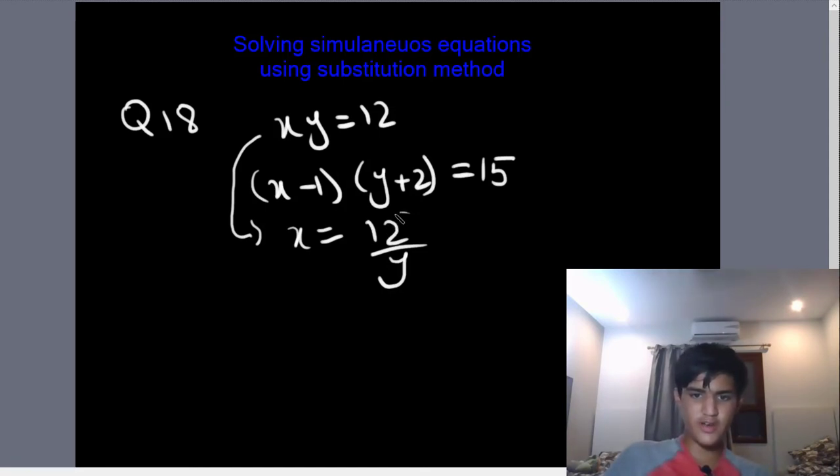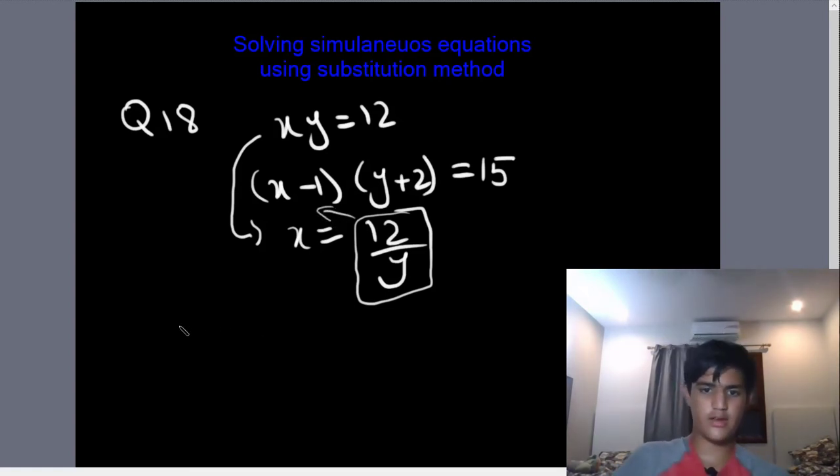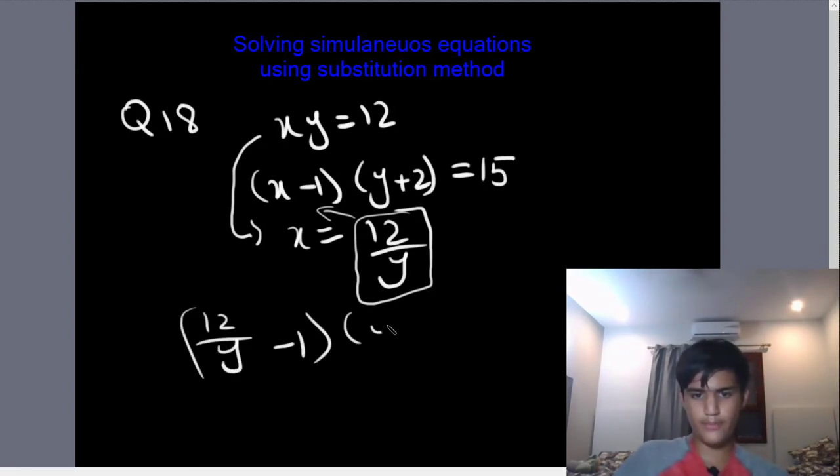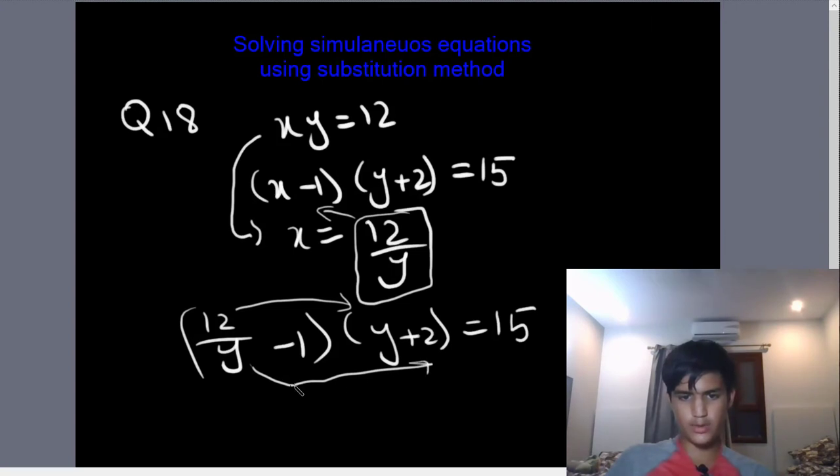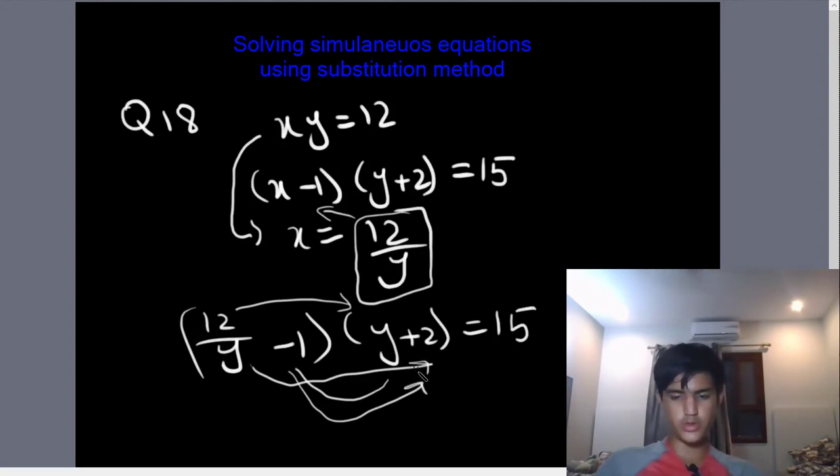Now we just have to put this value of x into this equation right here. So (12 upon y minus 1) in a bracket times (y plus 2) is equal to 15. Now we're going to multiply 12 upon y with y and then with 2, and then we're going to do the same thing with minus 1. So we're going to multiply minus 1 with y and then minus 1 with 2.